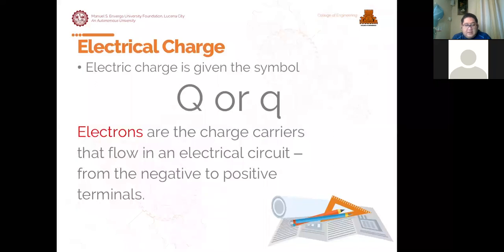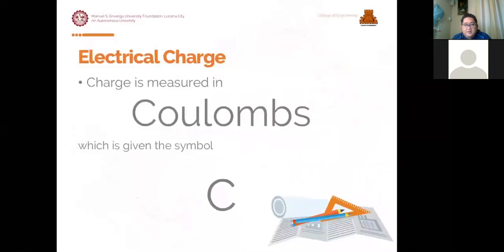Okay? Then electrons are the charge carriers that flow in an electrical circuit. So later de-define natin kung anong ibig sabihin ng electrical circuit. So ibig sabihin niya, yung flow ng charge natin is from negative to positive terminals. Okay? Then electric charge is measured in coulombs. Okay, so yun yung tawag dun sa unit niya given the symbol C.